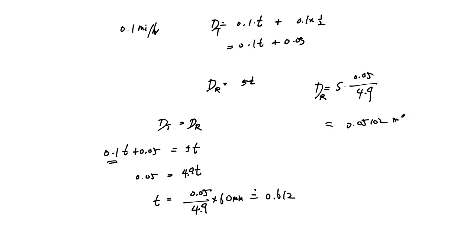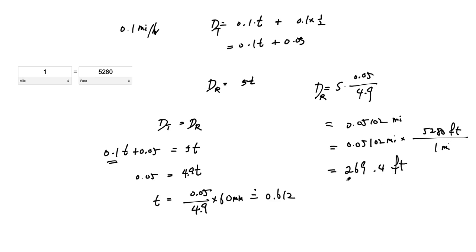So this is in miles, and we want it in feet. So in 1 mile, there's 5,280 feet. So you multiply by this, by 5,280 feet. Okay. That is 269.4 feet.